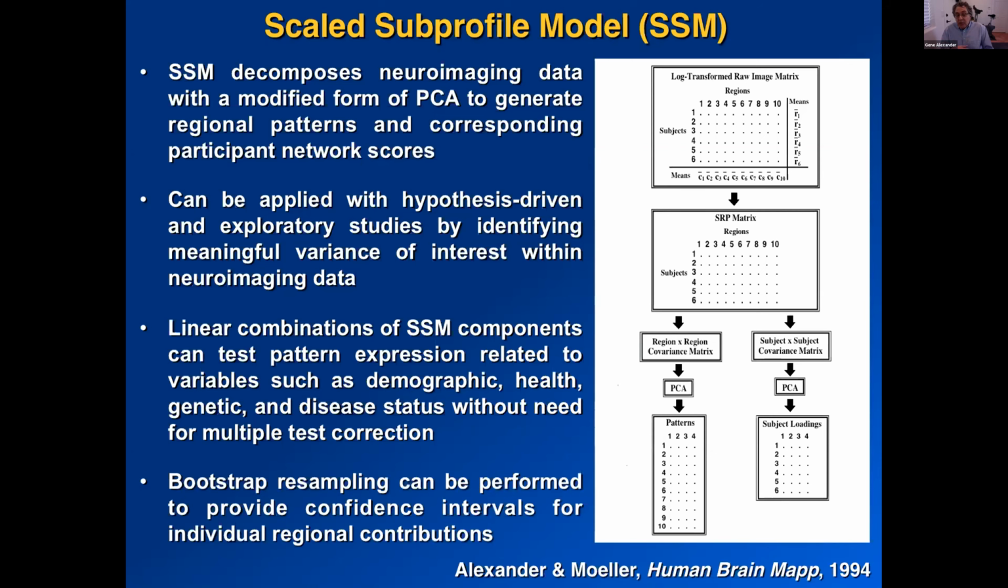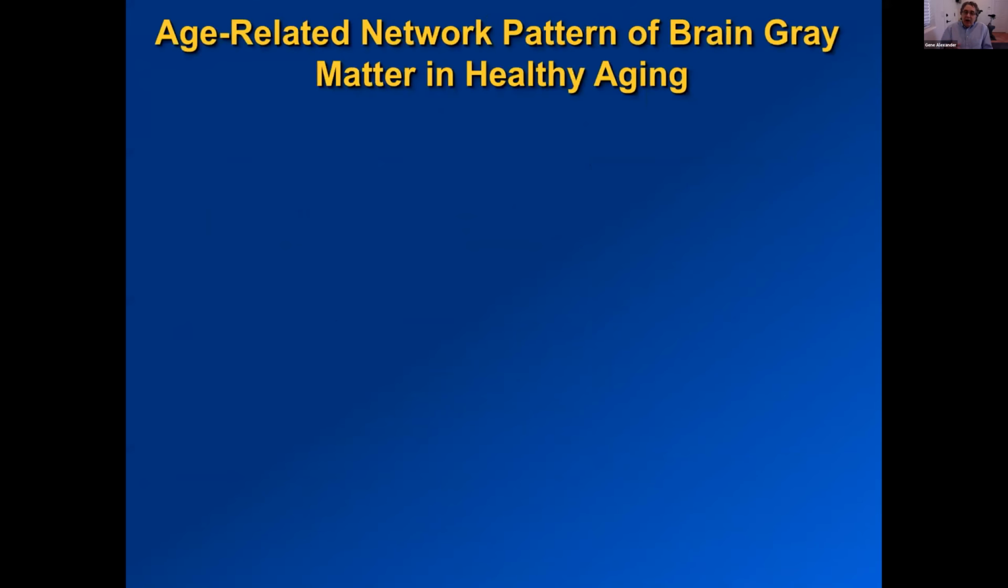In addition, we use bootstrap resampling in its current forms, which can allow us to get confidence intervals over the individual regional contributions in the data. And these can be on the order of hundreds to tens of thousands of iterations to give us a very good representative confidence interval around the individual contributions. So how do we apply this kind of technique?